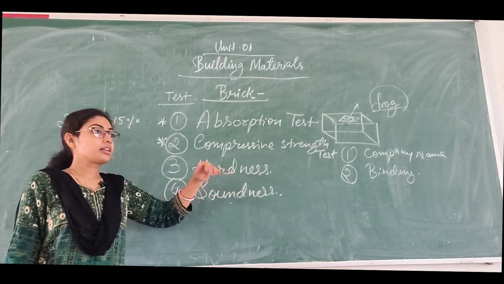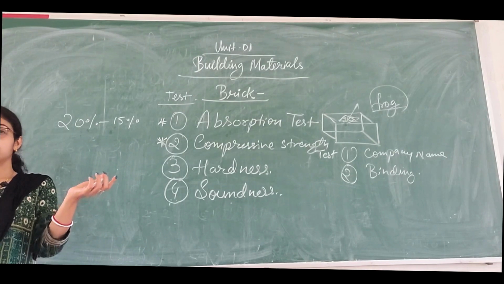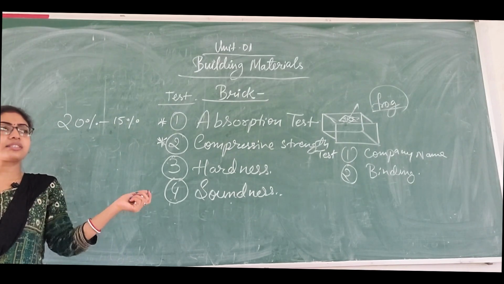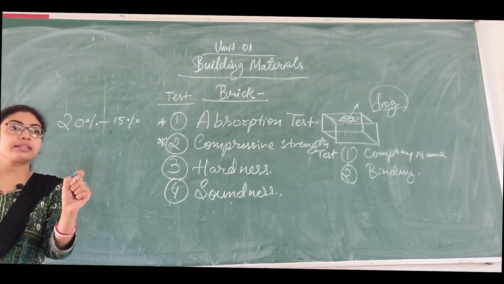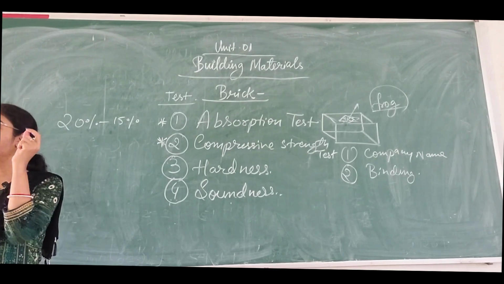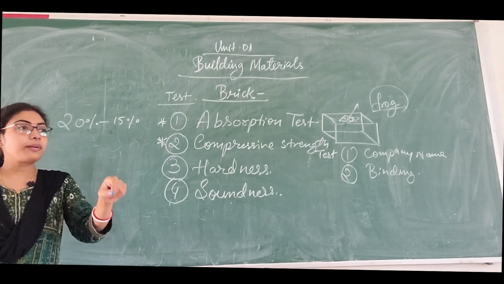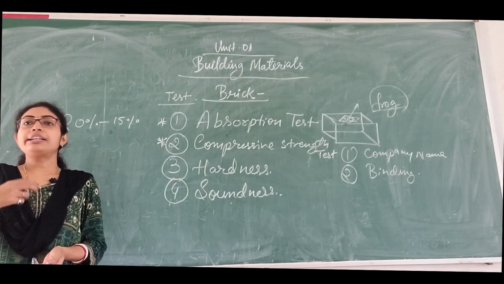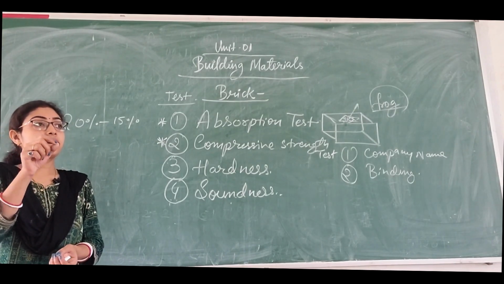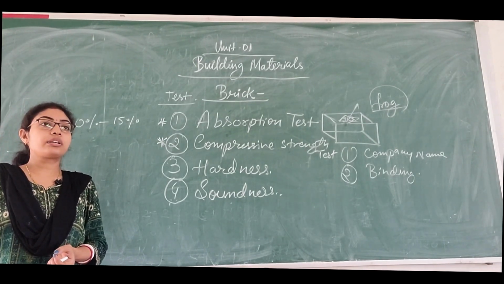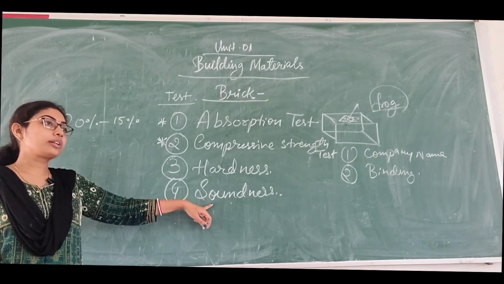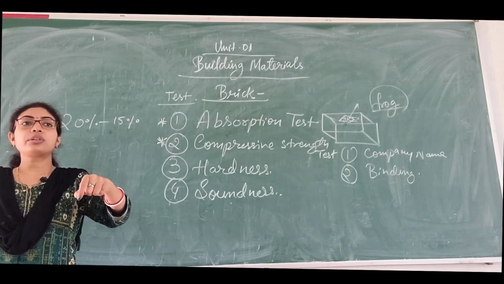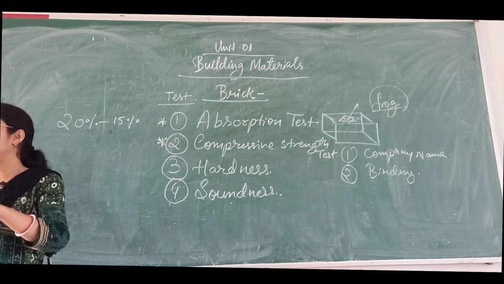Okay, what is soundness? Take two similar bricks and strike them against each other. In a certain condition, there will be a ringing sound, a breaking sound. That sound is called, in technical terms, a ringing sound. If there is a clear ringing sound, we can call it the soundness test. If it doesn't give a clear ringing sound, your brick will be of bad quality.